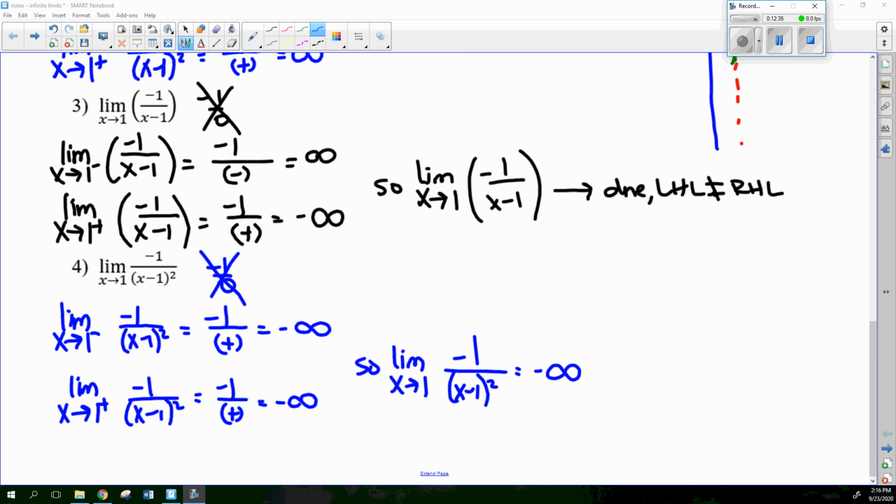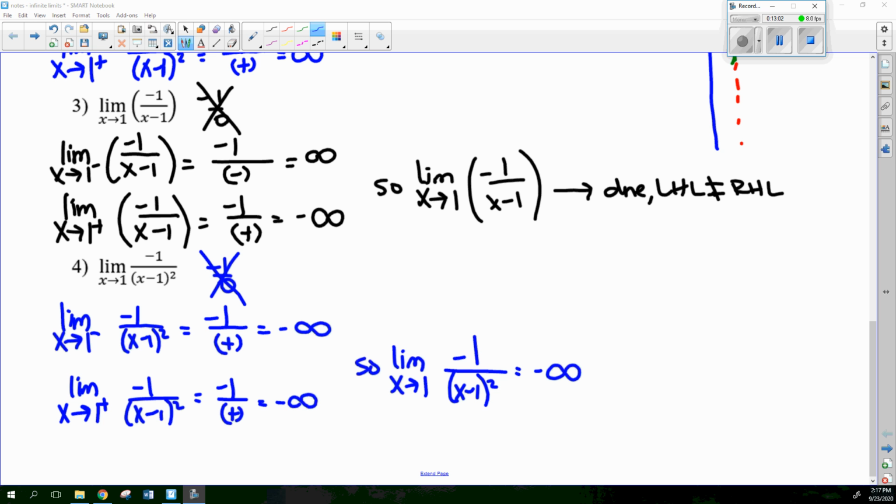Like I said, hopefully you paused it and tried it on your own. But real quick, number 3 from the left would give us positive infinity because I have a negative 1 on top divided by a really tiny negative. From the right would give me a negative infinity because I have a negative 1 on top divided by a really tiny positive. So overall, that limit does not exist, left-hand limit not equal to right-hand limit.